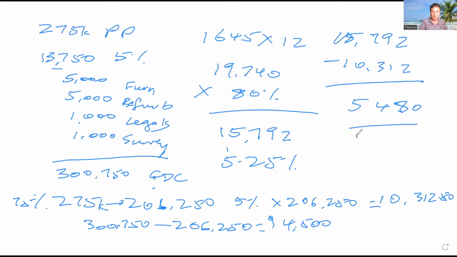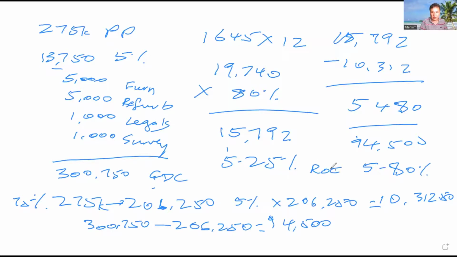5,480 divided by 94,500 is 5.7%, 5.8%. Is that good enough? Now, this is your ROE.